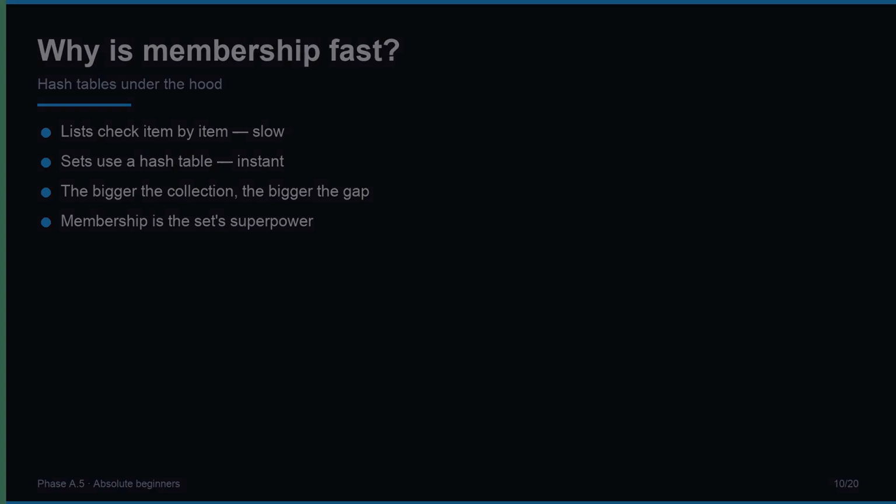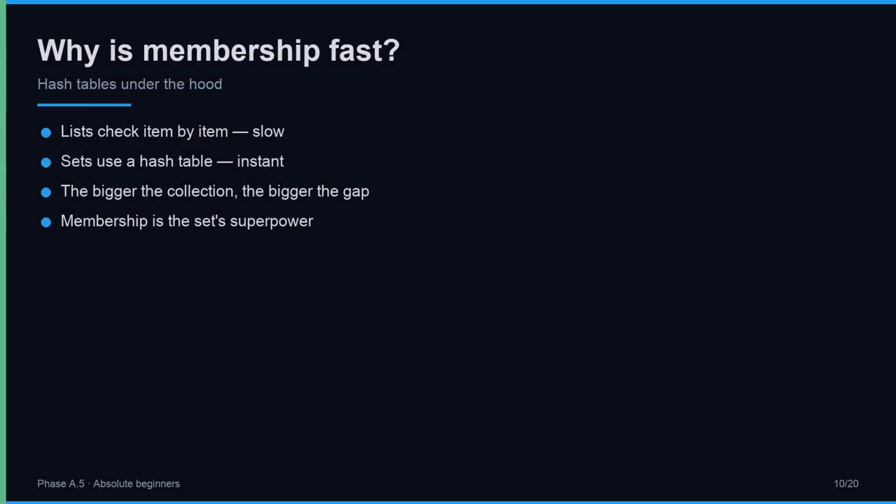The in keyword. Why is membership so fast on a set? Think about a list. To answer is X in the list, Python walks every item until it finds a match, slow for thousands of items. A set uses a hash table, a structure that jumps directly to where the item would live. The check takes the same time whether the set has 10 items or 10 million.